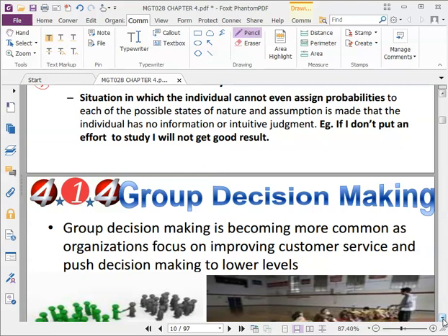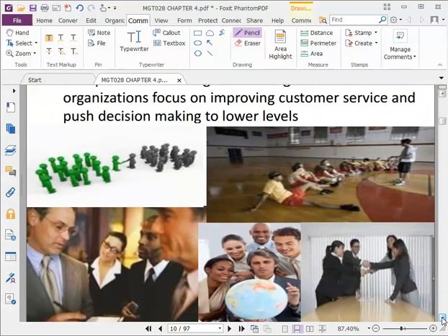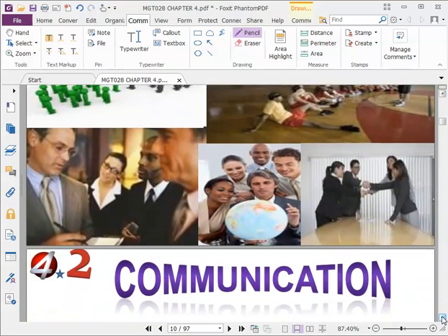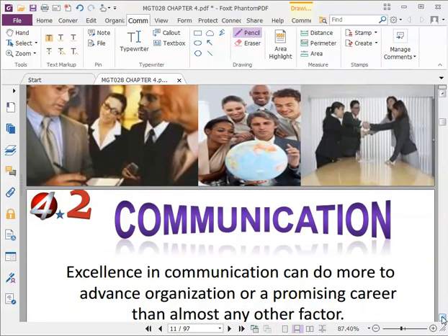Okay, that is group decision making. Buat keputusan bersama, okay, bukan sahaja menguntungkan satu pihak saja. So itu saja yang you kena tahu berkaitan dengan group decision making.